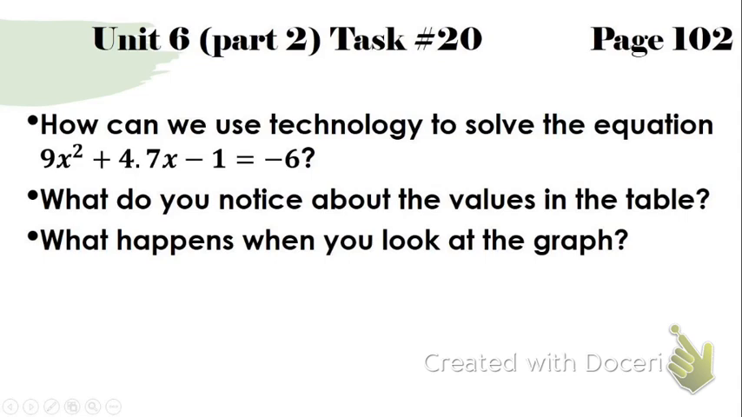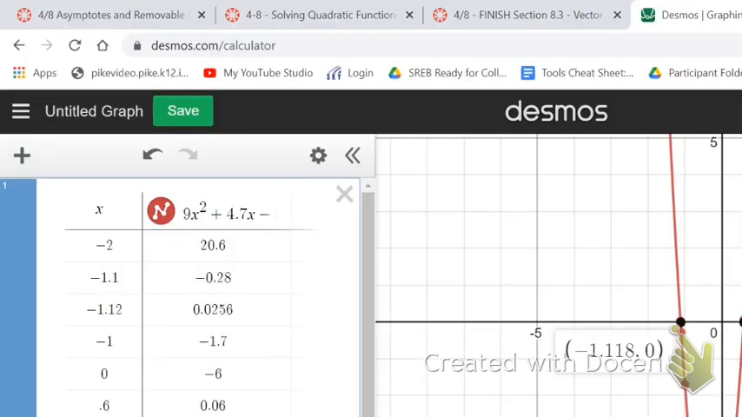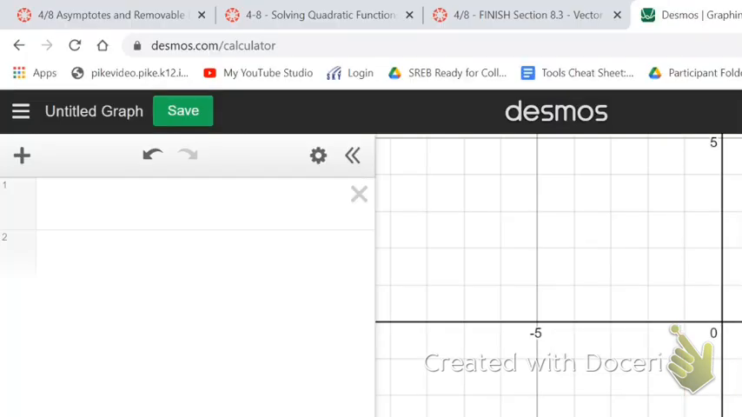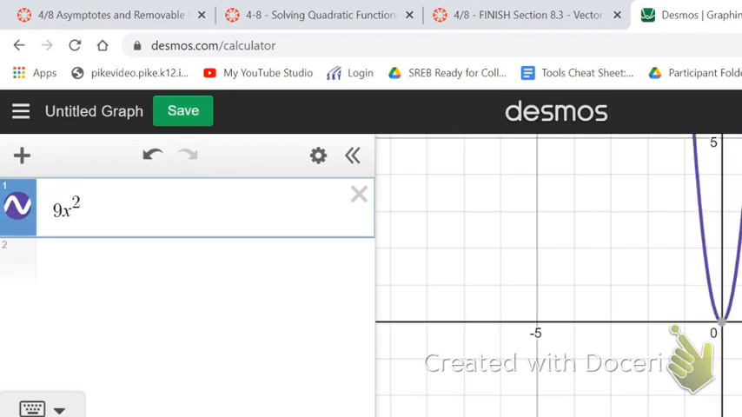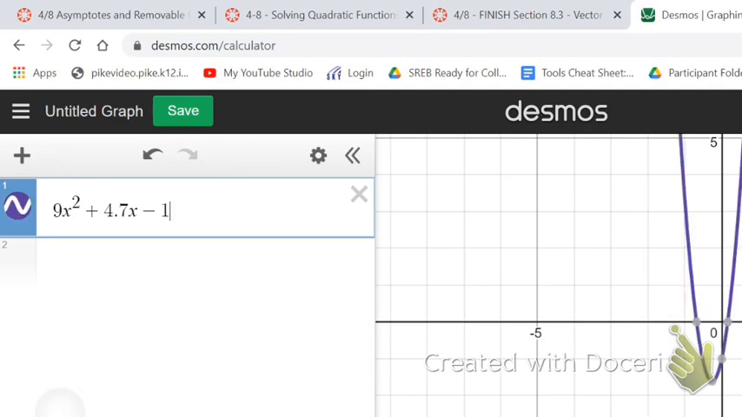How can I use technology to solve this? Plug it in, see computer game. Okay, so let's look at that. I'm going to put just the left side in. X squared plus 9x squared plus 4x minus 1. (9x squared plus 4.7x minus 1). What was it going to be equal to?